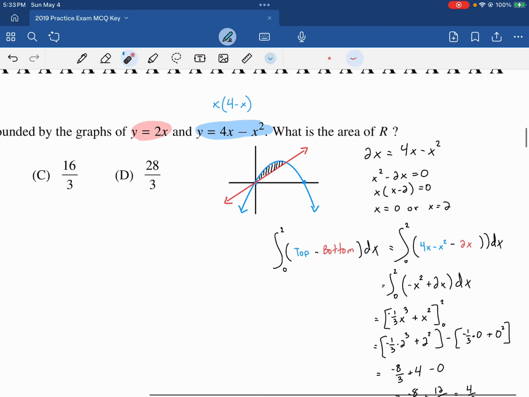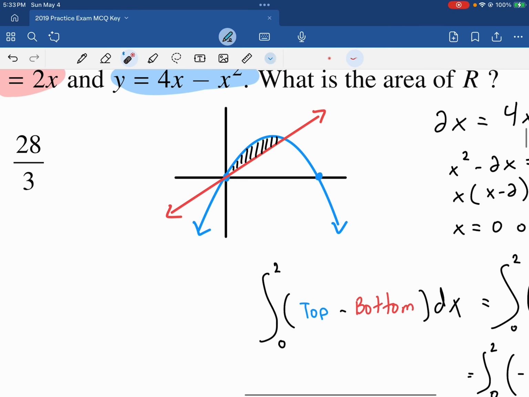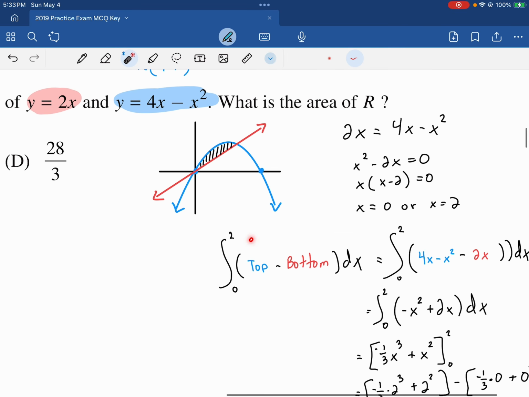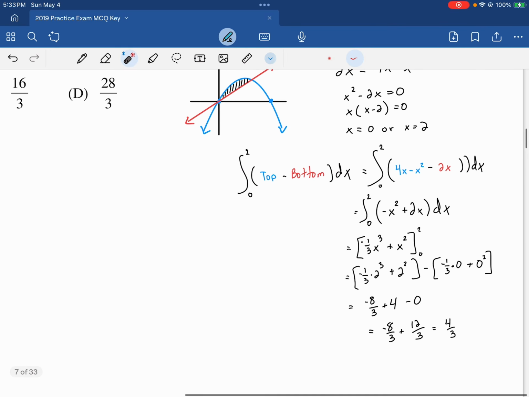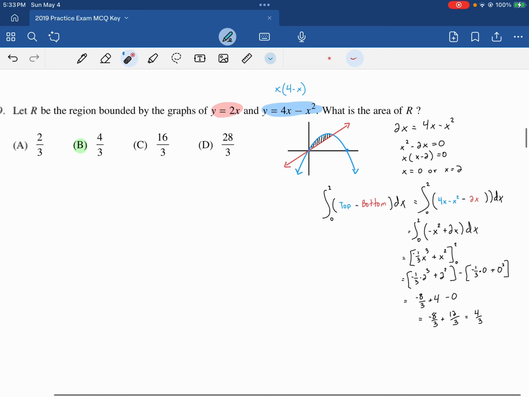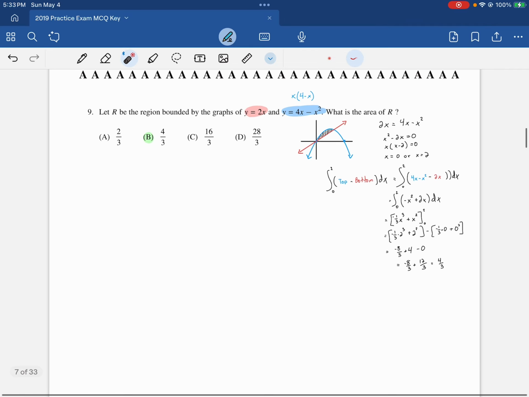So what you could do is find their points of intersection. I did that right here and found that they intersect at 0 and at 2. And so when I write my integral, I have the limits from 0 to 2 as my intersection points. All you have to remember is top minus bottom. You can simplify this and then just take the antiderivative. Make sure you plug in 2 and plug in 0 and subtract the results. And I think you all can handle this one to get 4/3 on your own. Layup.